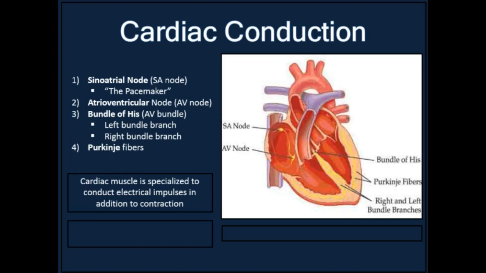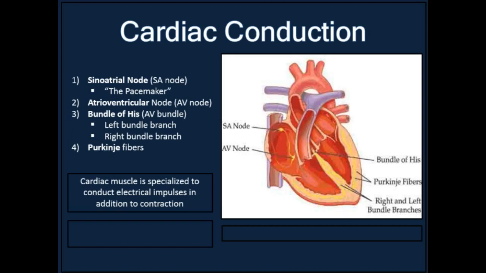The SA node, also known as the anatomical pacemaker, starts the sequence by causing the atrial muscles to contract. From there, the signal travels to the AV node and then spreads through the bundle of His and down the left and right bundle branches.